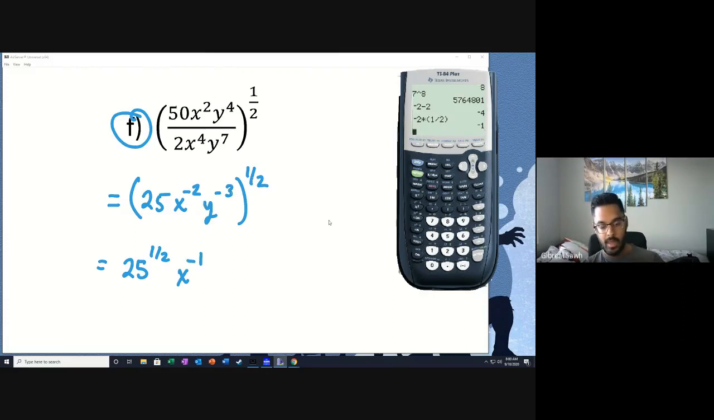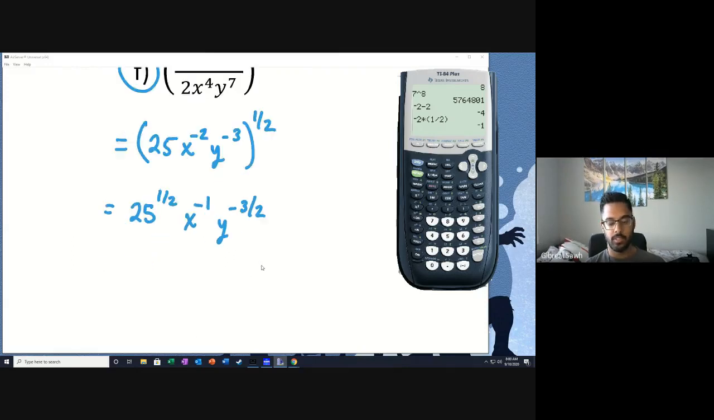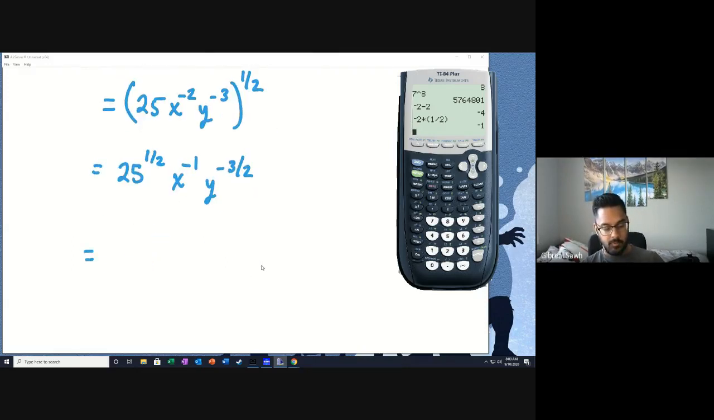-3 multiplied with 1/2, we get y to the power of -3/2. Okay, so I've dealt with everything. Now we've got to make sure we turn those exponents to positives. So the 25 to the power of 1/2 will stay. The other 2 will move to the denominator. So x goes underneath, and y to the power of now +3/2 should be underneath.